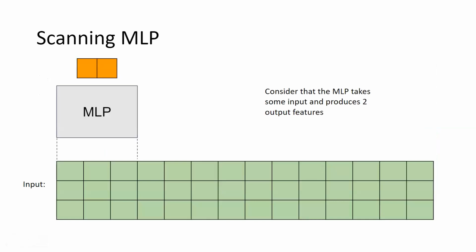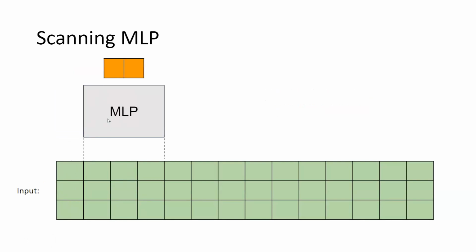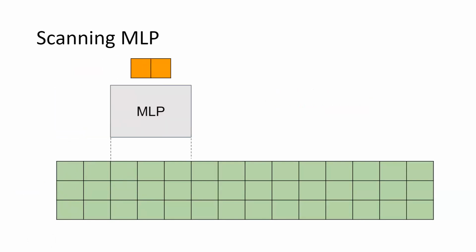So what happens in scanning MLP? Let's say we have this input, and it produces two output features. The MLP looks at every three elements, so the size is 3. We would be flattening these 9 inputs and then passing them to the MLP, which would be computing these two outputs. Then the MLP would slide over to the next, and then slide over again.